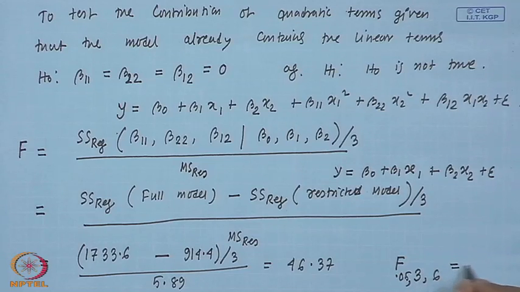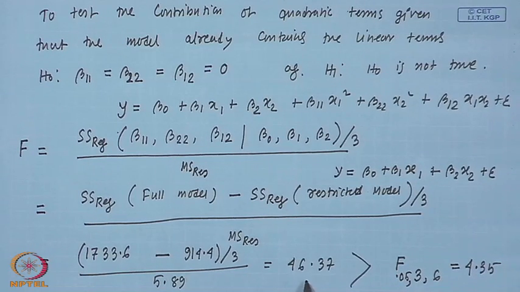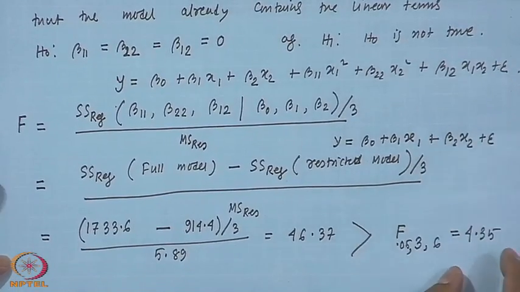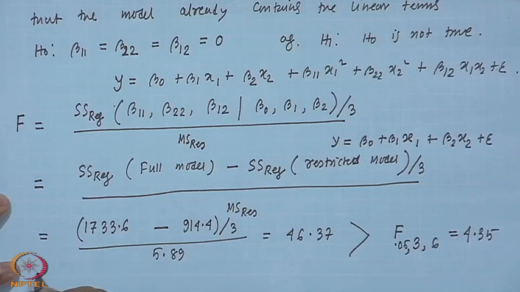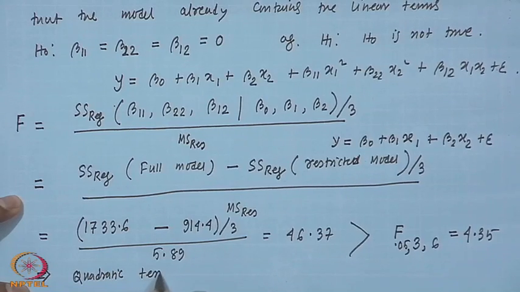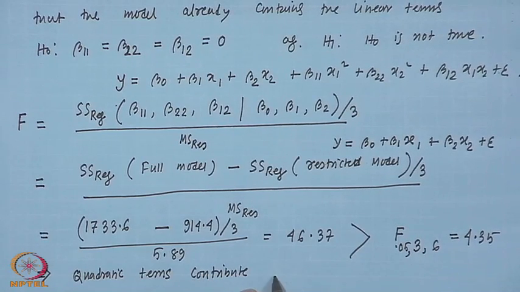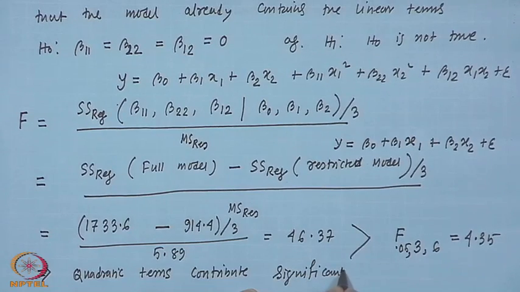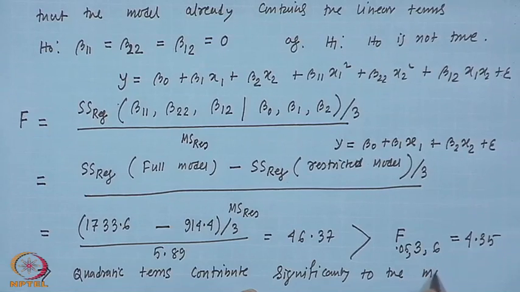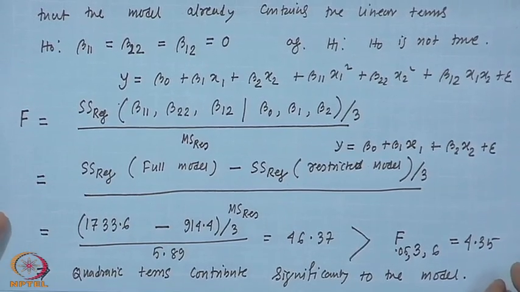So, this one is nothing, you will get this value from the F table, that is 4.35. So, you can see the observed value is greater than the tabulated value, which implies that the null hypothesis is rejected. That means these coefficients are significant. So, the final conclusion is that this implies that the quadratic terms contribute significantly to the model.